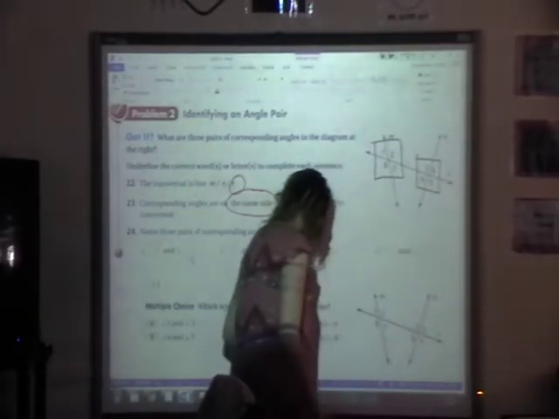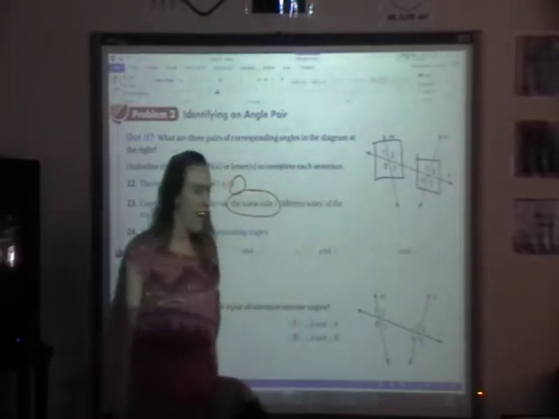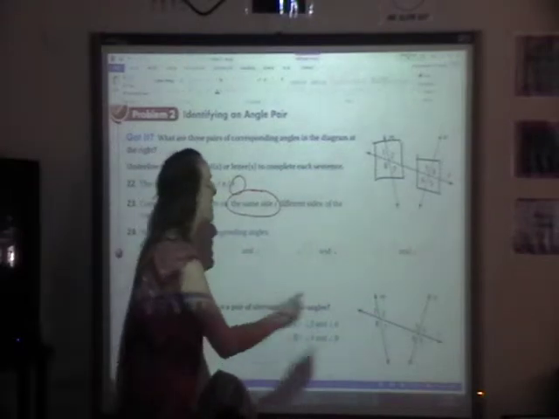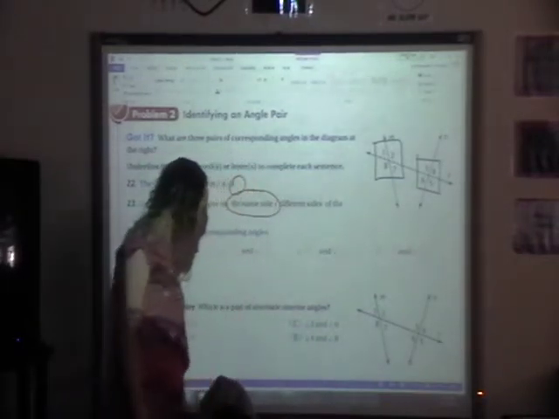Wait, why do they call it a transversal? Because it goes a different way. I'll get back to you on that. I have no idea why they call it transversal. I just know that that's what they call it. So I'll find out. I'll Google and I will tell you.